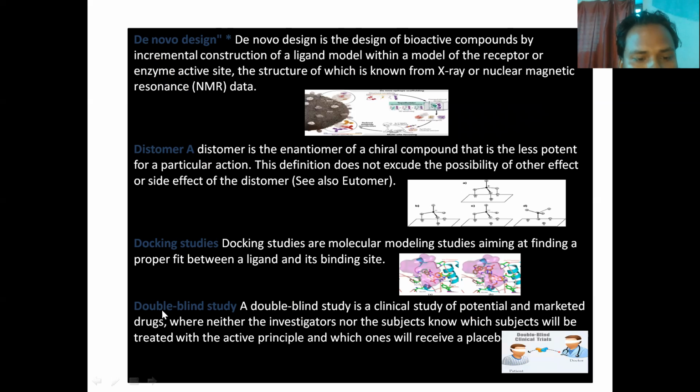Then double blind study. This is a clinical study of a potential marketed drug in which neither the investigator nor the subject knows which subject will be treated. There is no information provided to the subjects about which will be treated with the active principle and which will receive a placebo. The term placebo I have also defined: it is a type of drug in which all the description is mentioned, and if you see the physical form of the drug, it is similar to the original, but no active compound is added in it. So that is the placebo.